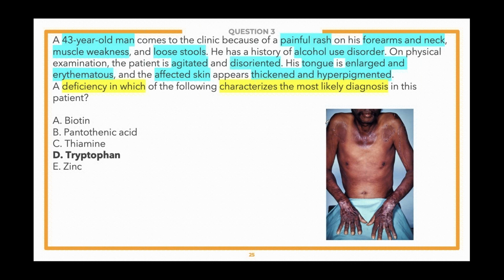Well, that's mostly what we call a photodistributed area. So if you're wearing a t-shirt, you can still get sun exposure on your neck and your forearms, but your chest and your back would be kind of spared. So that's a photodistributed area.